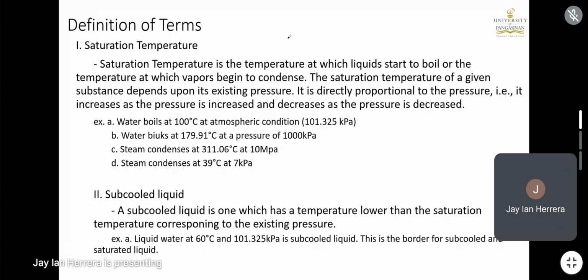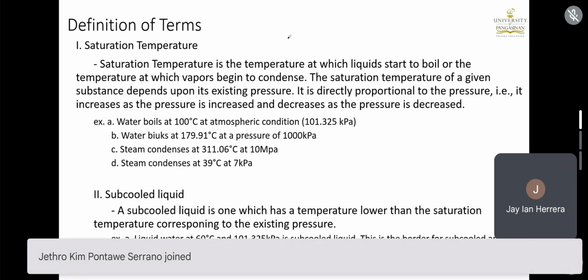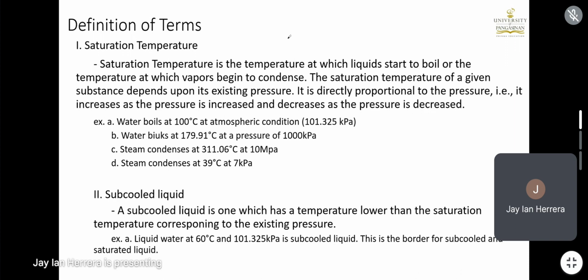And the saturation temperature of a given substance depends upon its existing pressure. It is directly proportional to the pressure. For example, if the saturation temperature increases, the pressure also increases. And then if the saturation temperature decreases, the pressure is also decreased.